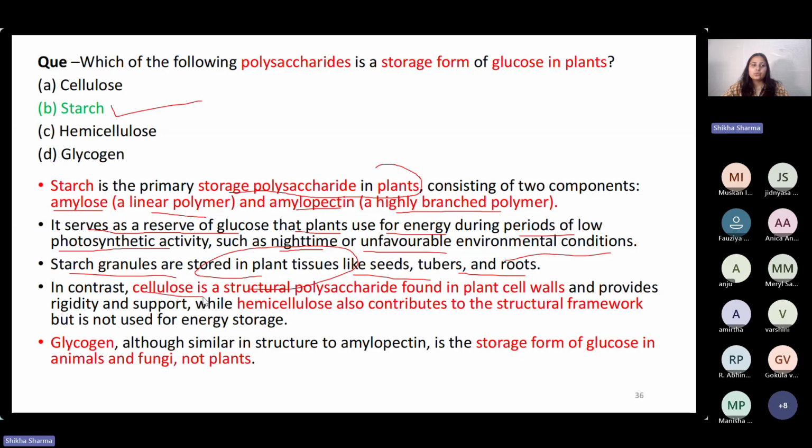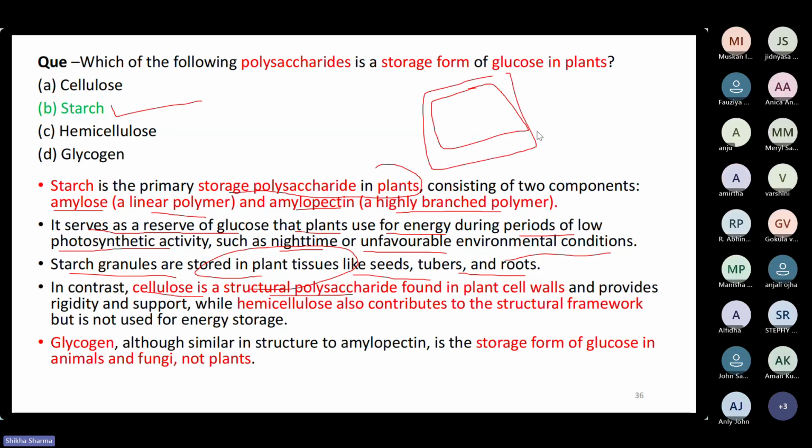Whereas cellulose is a structural polysaccharide and it is found in the plant cell wall. So it is in the cell wall of the plant, and it provides the structural framework, the rigidity and the support. Whereas if we talk about hemicellulose, it also contributes to the structural framework of the plant cell and is not used for energy storage.